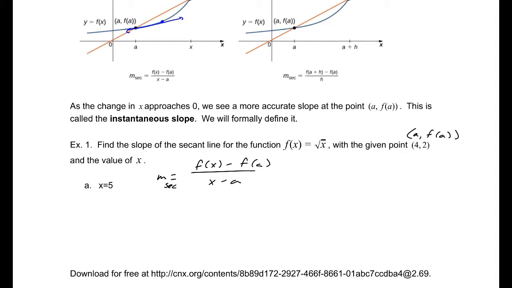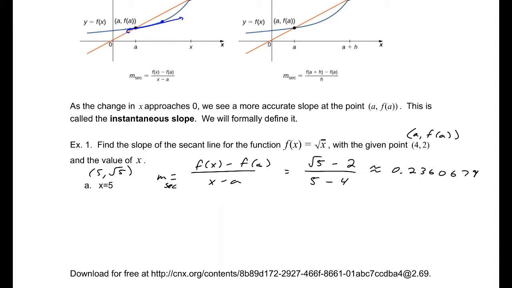Well, our value of x is 5, so we'll plug in 5. That is going to be the point (5, square root of 5). So this is the square root of 5 minus 2 over our x value, 5, minus our point of 4. And that is approximately 0.2360679, if we're just rounding out to a bunch of decimal places. That's what the slope is.